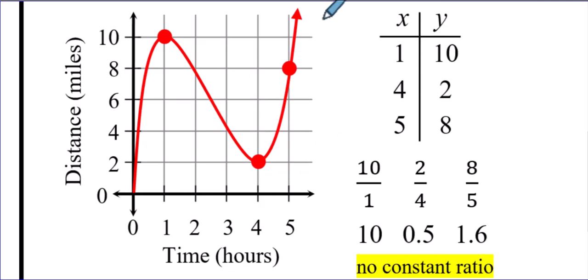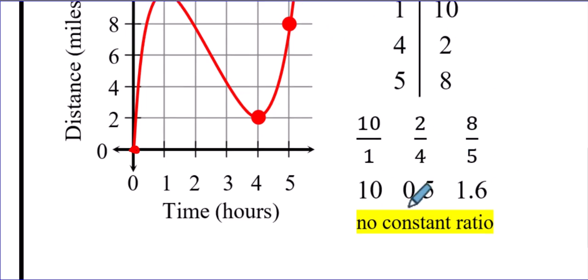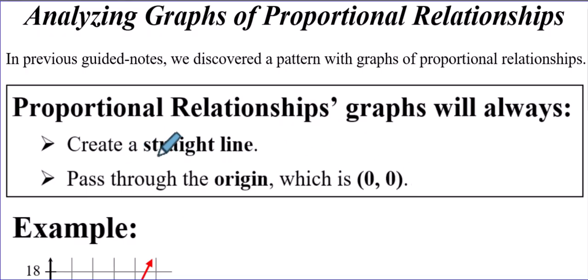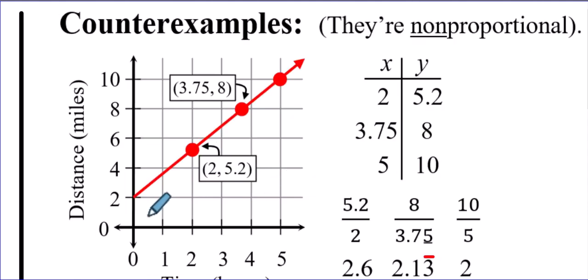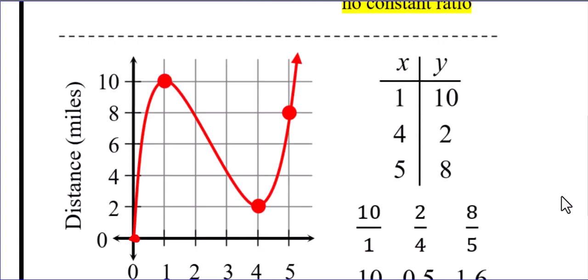And what if it's some funky looking zigzag or curve? Is that proportional? Well, definitely not. Even though this does go through 0, 0 here, it doesn't matter. This is not a straight line. This is a curve. And if I take these ratios and divide, they're not even close to being the same. So, bottom line, proportional relationships will always make a straight line, and they will always pass through the origin, known as 0, 0. If it doesn't go through the origin, then it's not proportional. And if it doesn't make a straight line, then it's non-proportional.